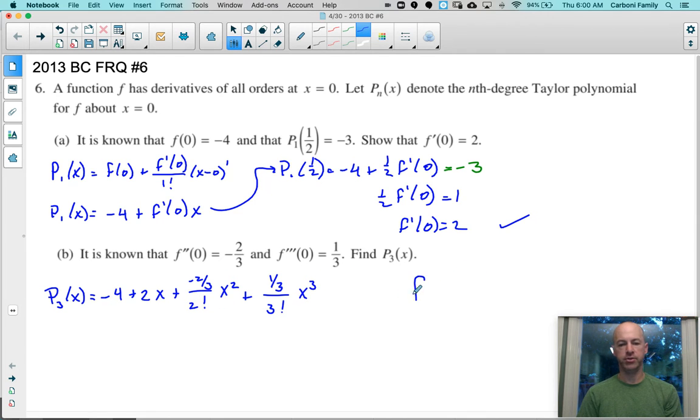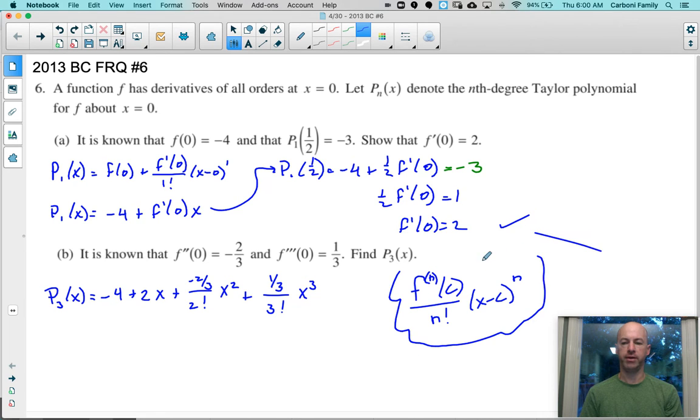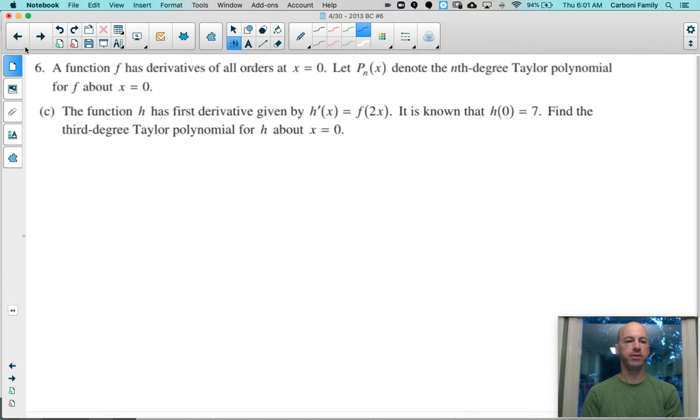And again, we're just using the general formula for the terms of any Taylor polynomial: the nth derivative at the center of your series over n factorial times x minus c to the n power. So that's what I'm using in both parts A and B. My pen quit writing. Oh, there it goes. Okay. All right, so there's A and B, two very quick problems. And then part C, and I think this is the last part.